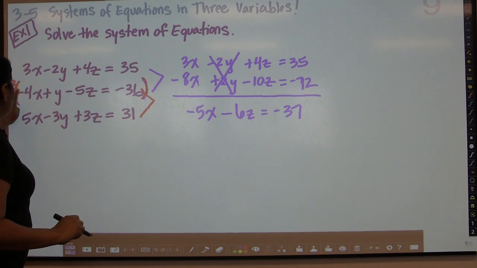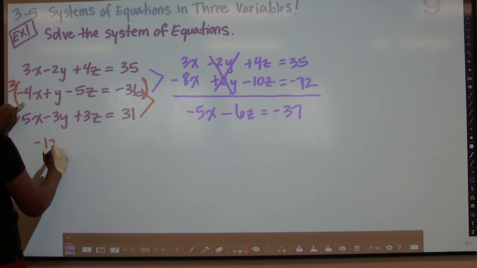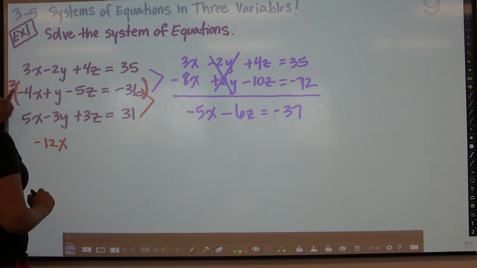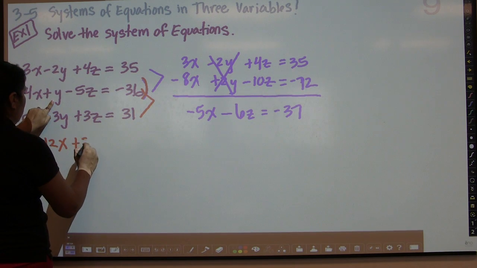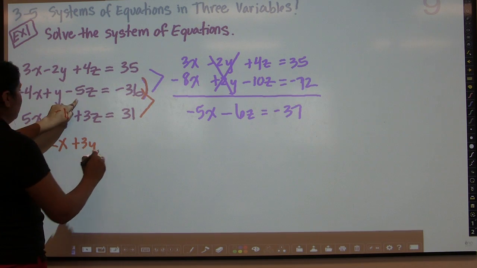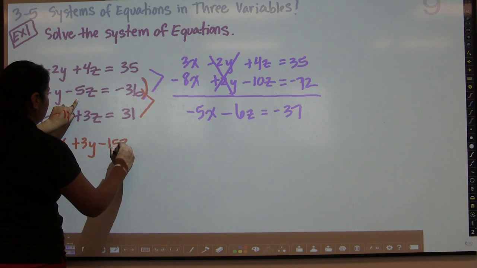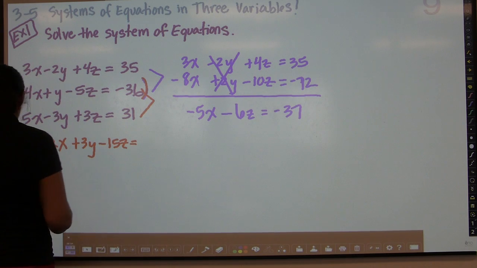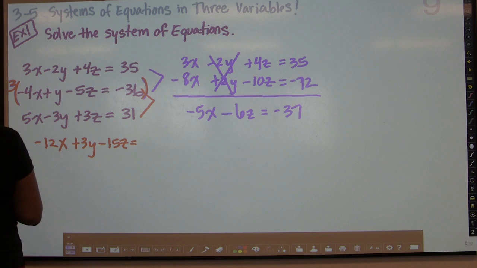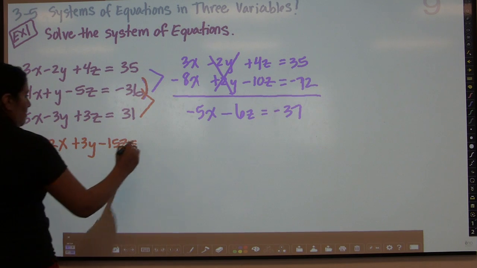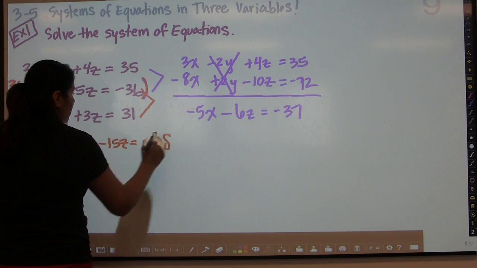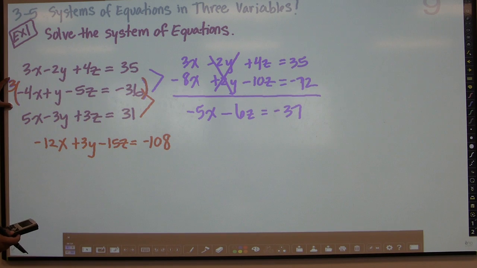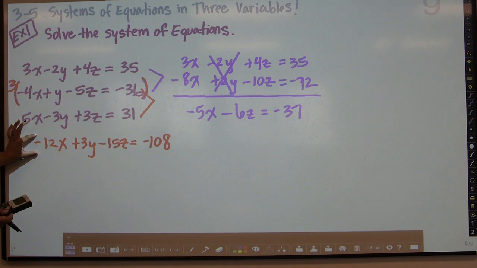And so 3 times negative 4x is negative 12x. 3 times positive y is plus 3y. 3 times negative 5 is negative 15z. And then 3 times negative 36, where's my calculator when you need it? It's right there. So if I multiply the second equation by 3, I get this here in red.